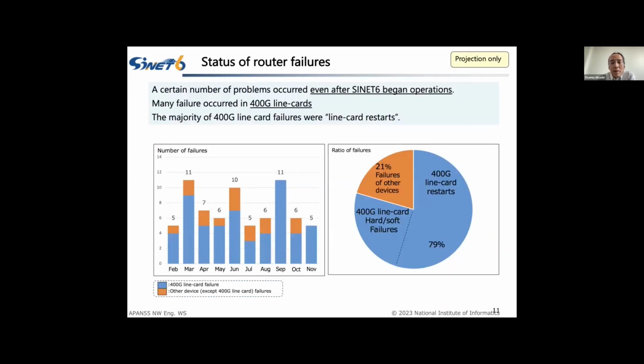Oh, this is a projection only slide. So actually, a certain number of problems occurred even after SINET6 started operation, namely after April. So you can see a number of failures observed. Many of these failures occurred in 400 gig line cards. And the majority of these 400 gig line card failures were line card restarts. So we were suffering such heavy failures.